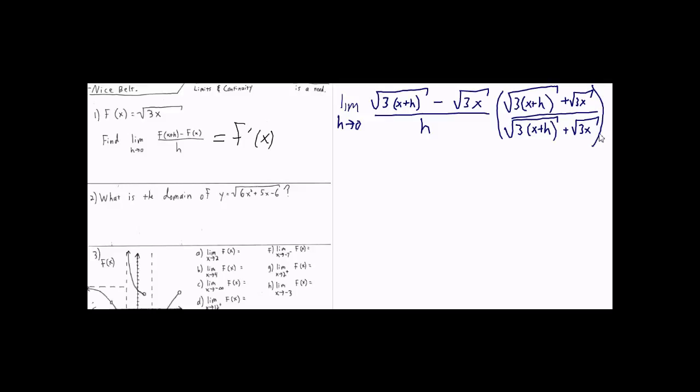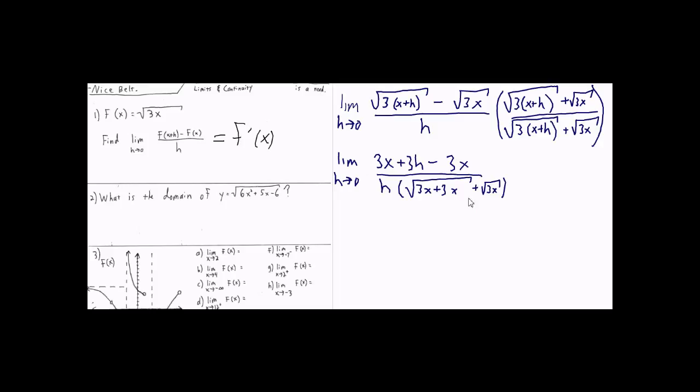There we go. When you multiply by the conjugate, you get a squared minus b squared. So we're going to get the square root squared, which makes the square root go away. So we're going to get, and we'll distribute that 3 as well, might as well, 3x plus 3h minus 3x over h times all this junk: square root of 3x plus 3h plus the square root of 3x.